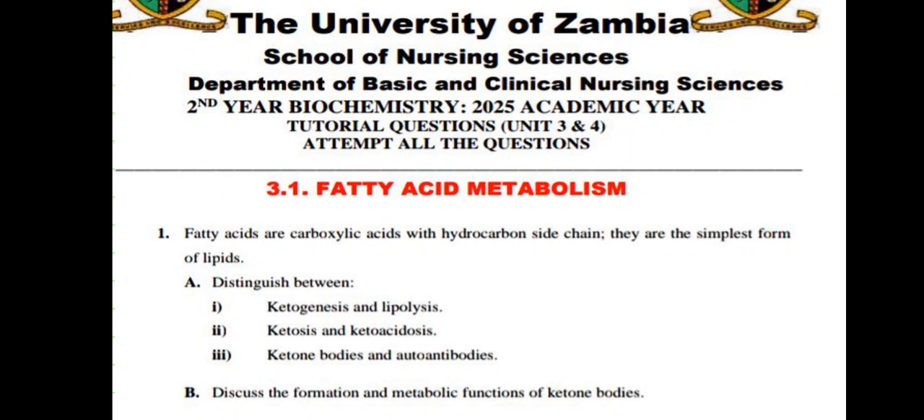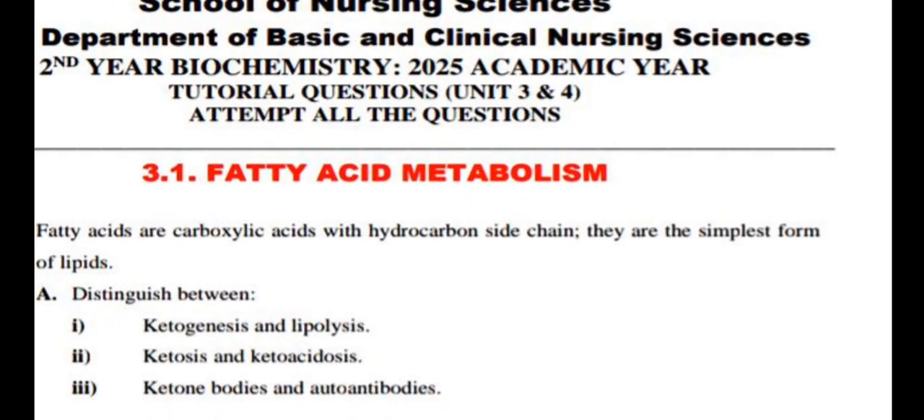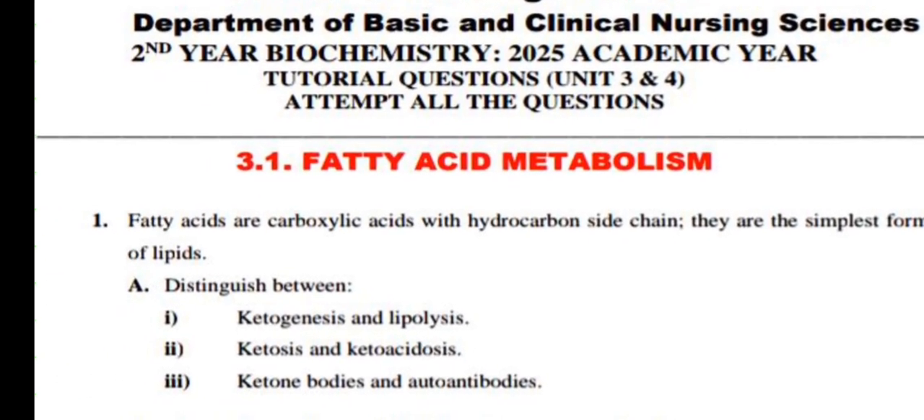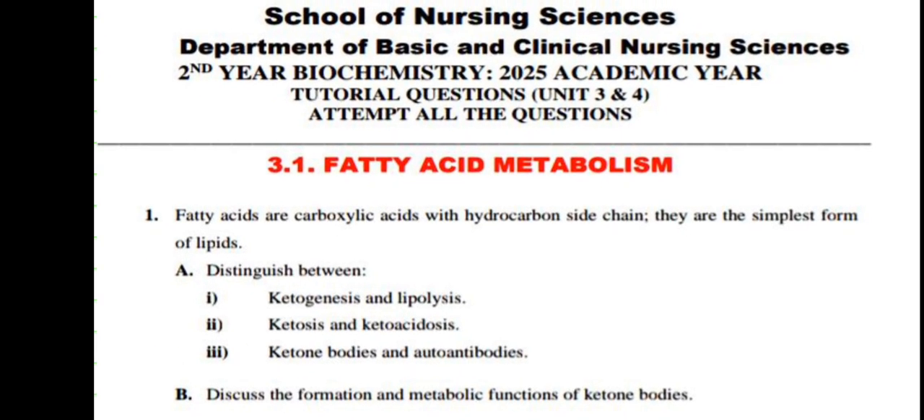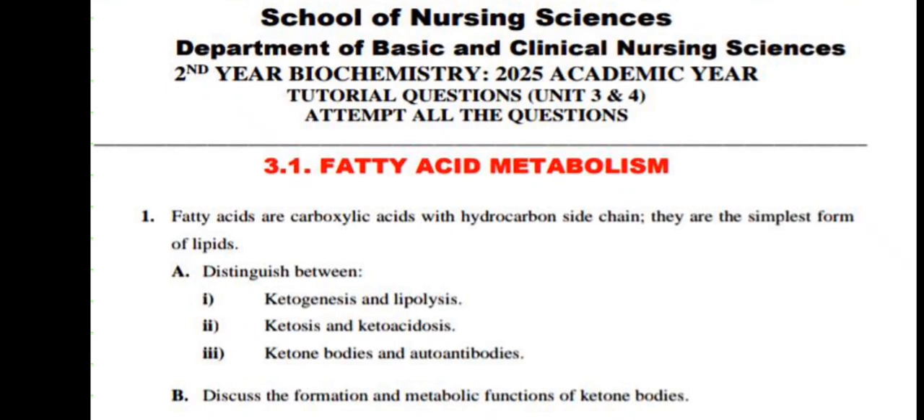So in this video we're going to answer some tutorial sheet questions on unit 3, specifically unit 3.1, that is talking about fatty acids metabolism. So we'll start right away. The first question in this tutorial sheet is as follows.